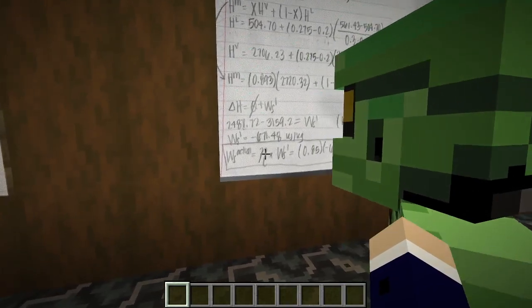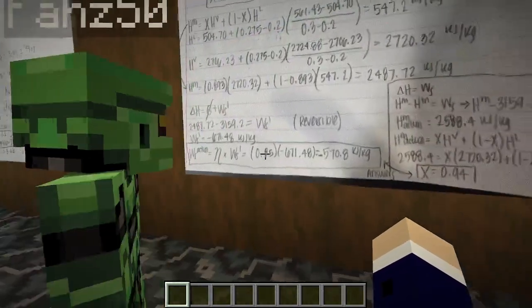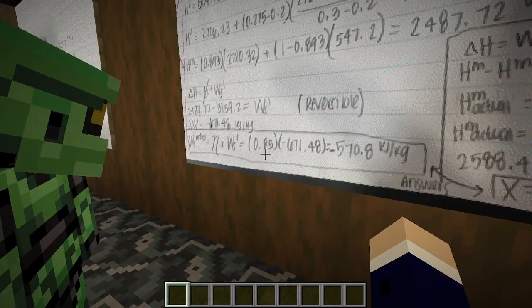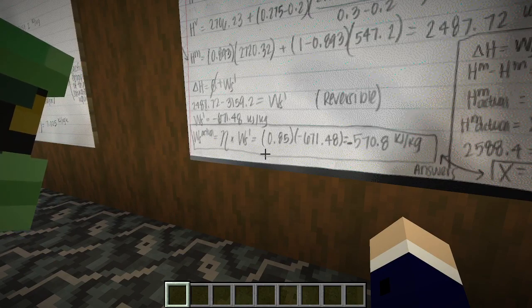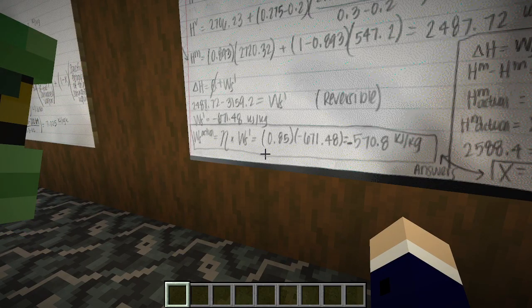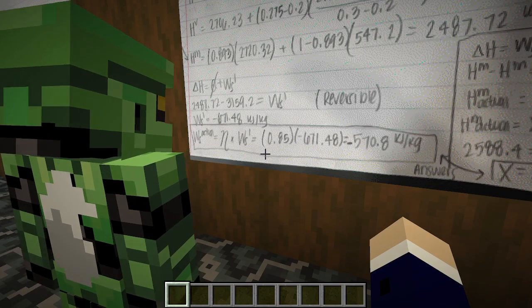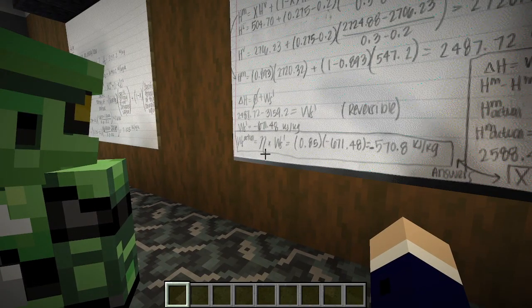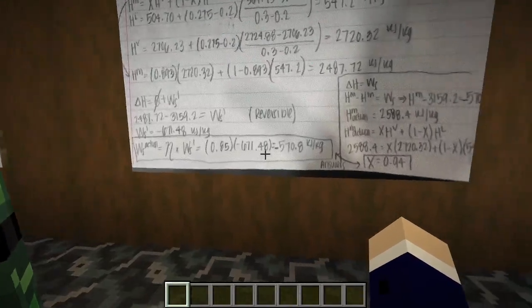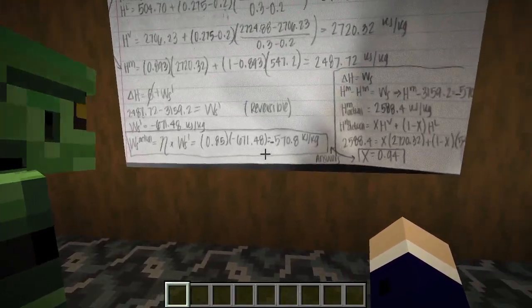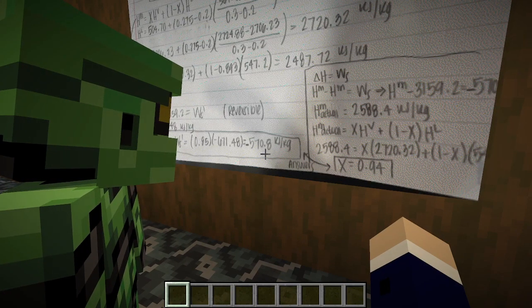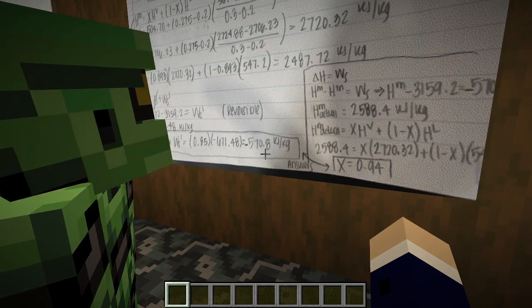Work shaft prime is equal to negative 671.48 kilojoules per kilogram. In order to find work shaft actual, or irreversible, you multiply the efficiency, which was given as 0.85 or 85%, by the work shaft prime, the work shaft reversible, and we end up with negative 570.8 kilojoules per kilogram.